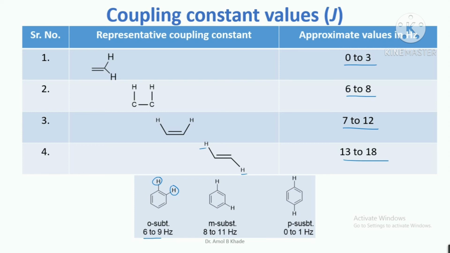If the protons are at the meta position to each other, the coupling constant changes. It is from 6 to 9, now it is 8 to 11. And if they are para substituted, usually the distance has increased, and in that case the coupling constant is 0 to 1 Hertz. So we can make use of this and identify the structure in a more appropriate way.